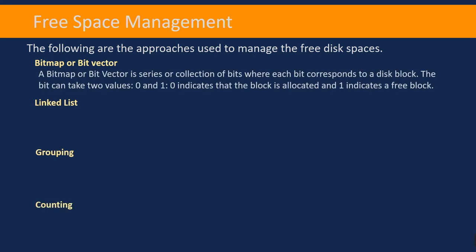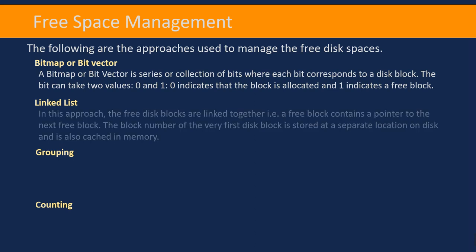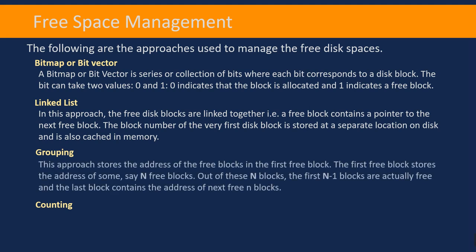For bitmap, it's a series or collection of bits where each bit corresponds to a disk block. The bit can take two values, obviously 1 and 0. 0 indicates that the block is allocated and 1 indicates a free block. For the linked list, in this approach, the free disk blocks are linked together. A free block contains a pointer to the next free block. The block number of the very first disk block is stored at a separate location on disk and is also cached in memory.